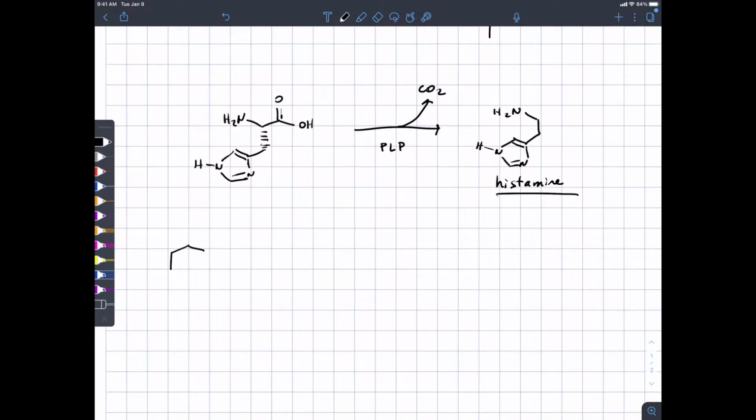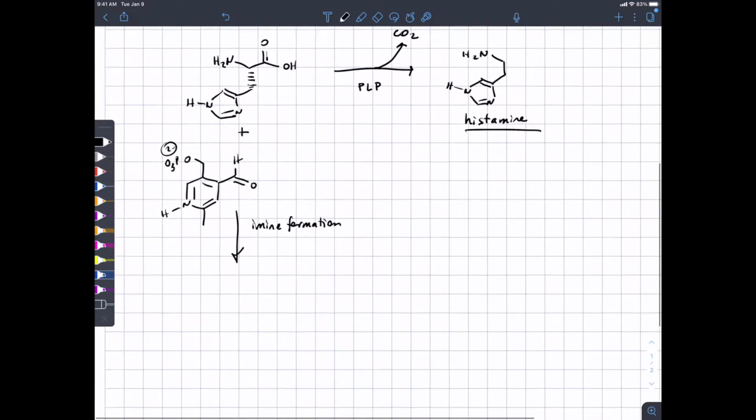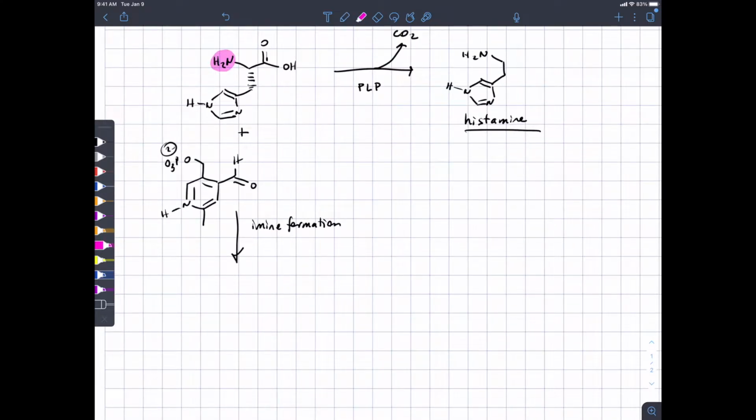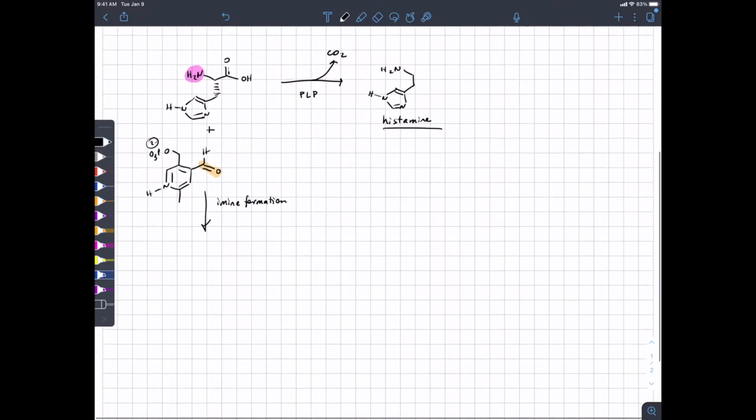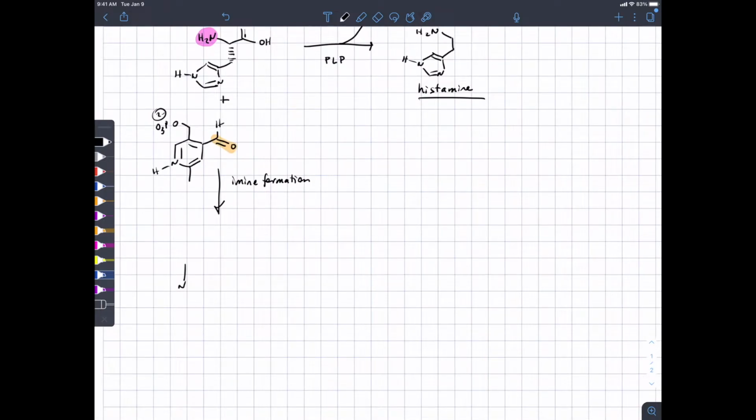So we're going to use PLP, which is pyridoxal phosphate. Do you need to memorize this structure? No. We've got an aldehyde here. You've got a phosphate group here. So what happens in this reaction is that we form the imine, and I'm not going to draw that mechanism because you already know it, and you can go back to your notes and take a look. We're going to form an imine between this nitrogen and this aldehyde, right? So once we've done that, the product should look like this.